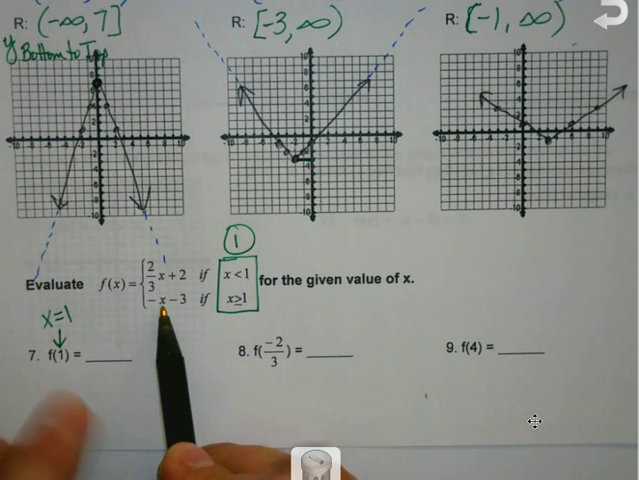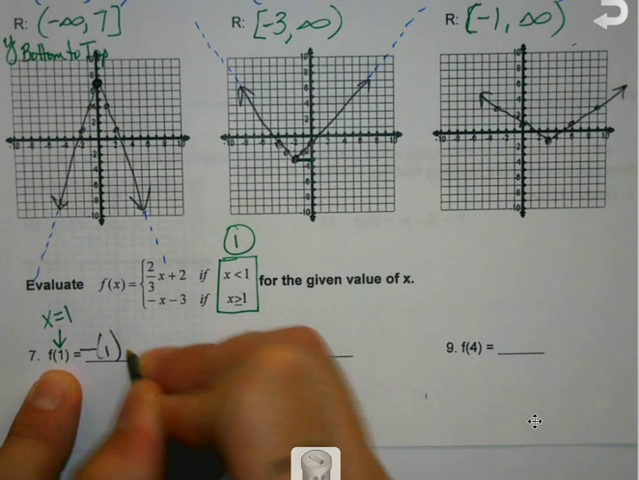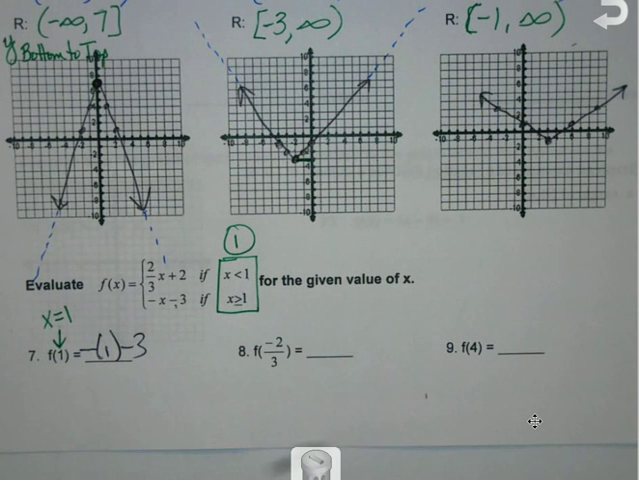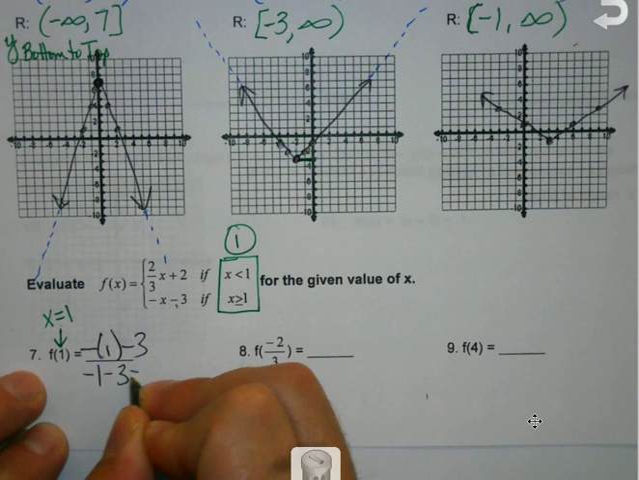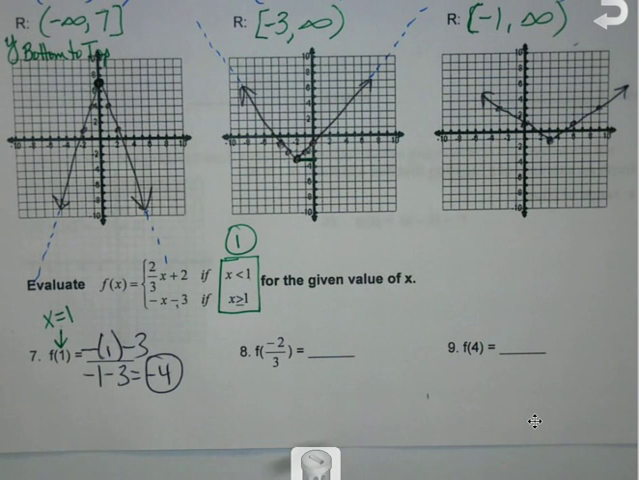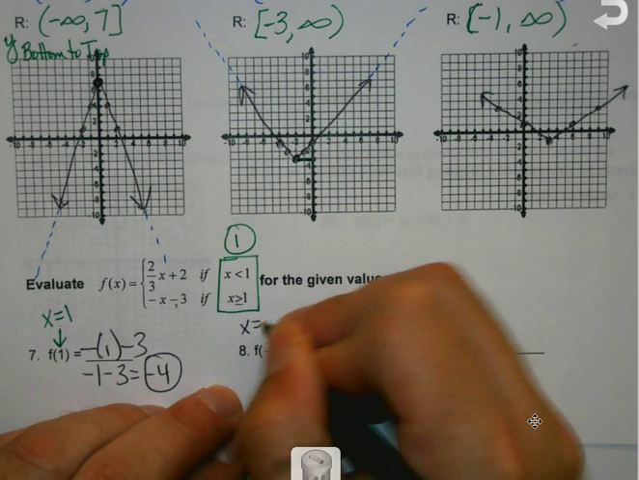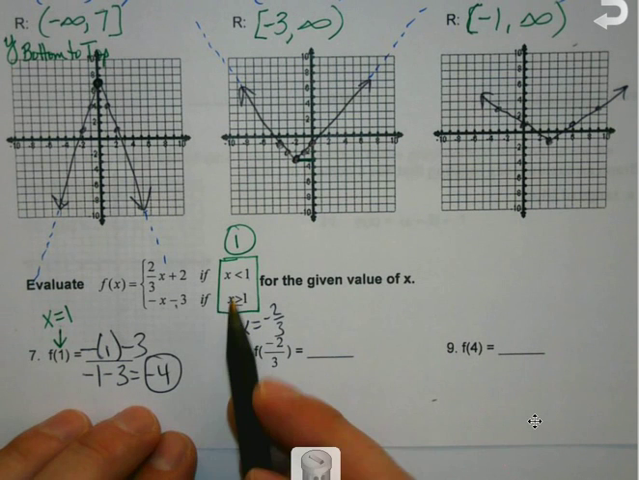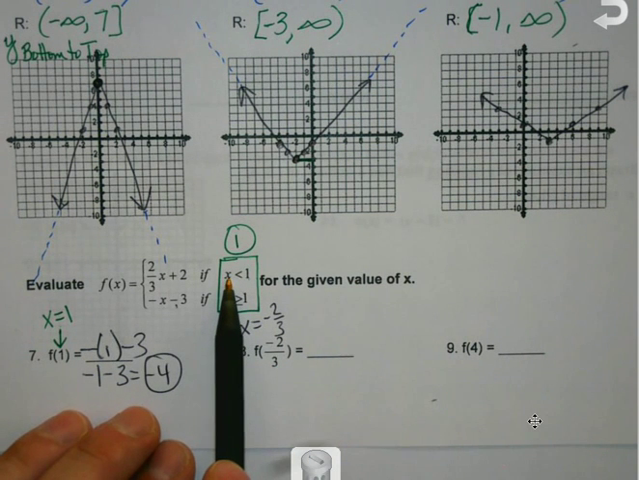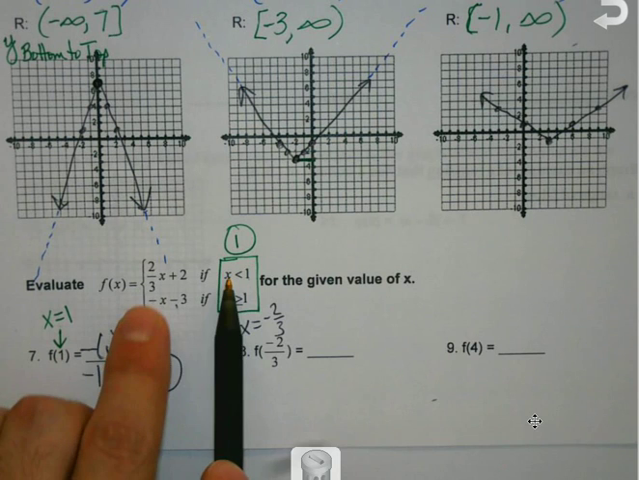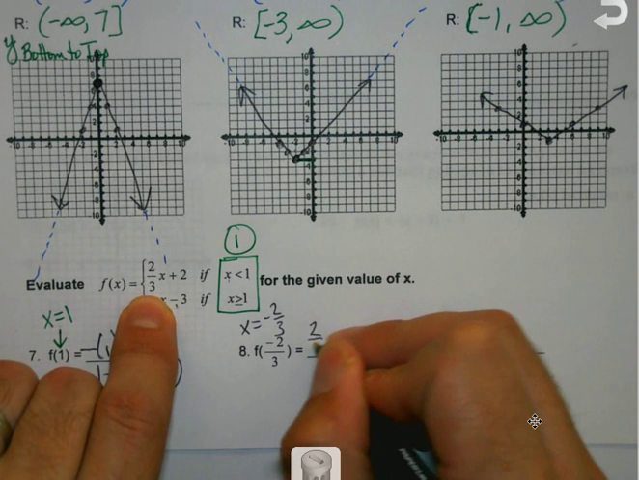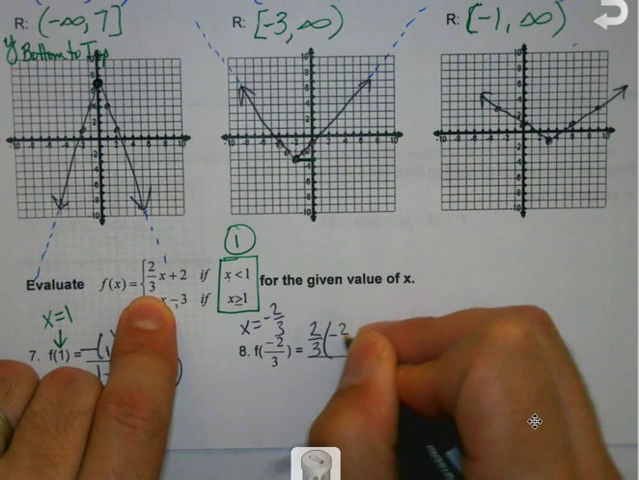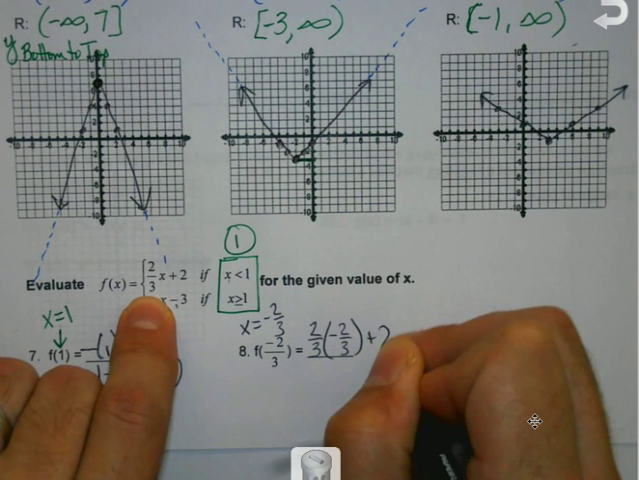So I come over and I plug in the 1 in that expression. I don't get to do both. I have to choose. So negative 1 minus 3 is negative 4, and I'm good. And that's going to be true all the way through with these. My x value, okay, negative 2/3. Let's see. Is negative 2/3 less than 1? Yes. So, we got to plug it into the fraction one. Okay. 2/3 times negative 2/3 plus 2.